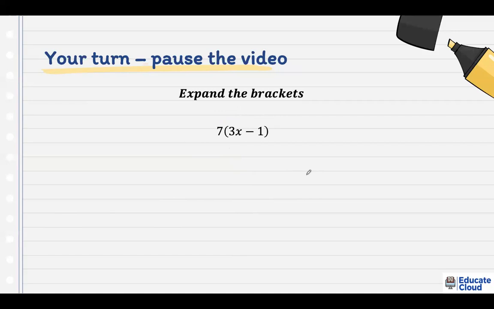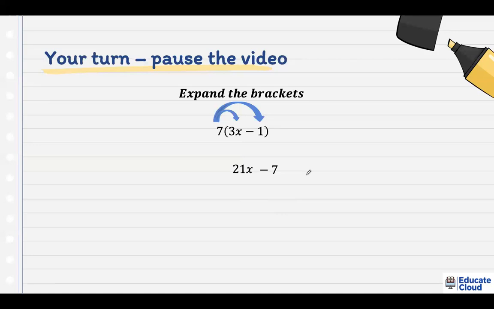Here we're just going to do 7 times 3x, which is 21x, and then 7 times minus 1, which is minus 7. Just be careful of the minus there. Sometimes people forget it. Okay, so I hope you guys got that.